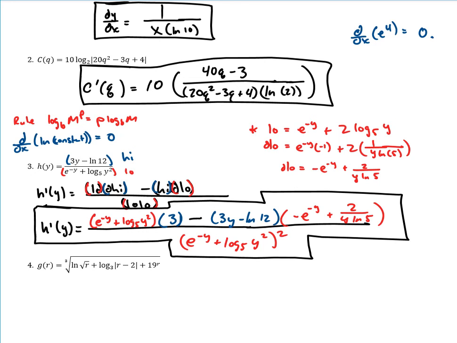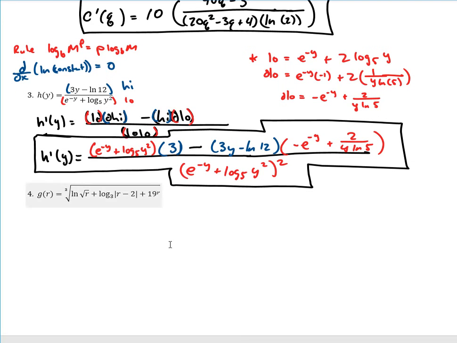So I'm thinking this should be fine. If we need to, we might need to distribute this 3. We might need to FOIL this out. But chances are, I would say, that it's done at this point. Okay, so let's do one other one in this video here where we have this g of r function.